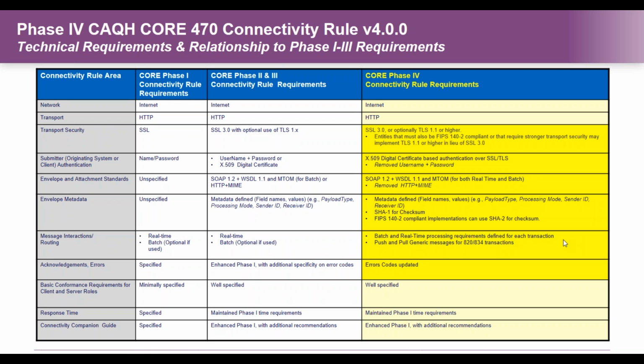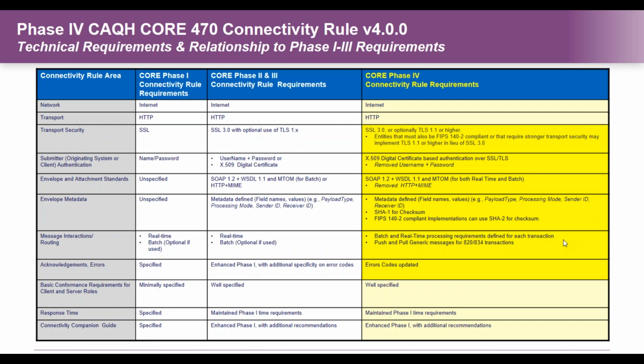In the area of submitter authentication, the use of username password has been discontinued in phase 4. There was convergence on the use of X.509 over SSL and TLS. The envelope and attachment standards, which is the next row here, convergence on SOAP and MTOM for both real-time and batch. The use of HTTP and MIME has been discontinued in this phase.